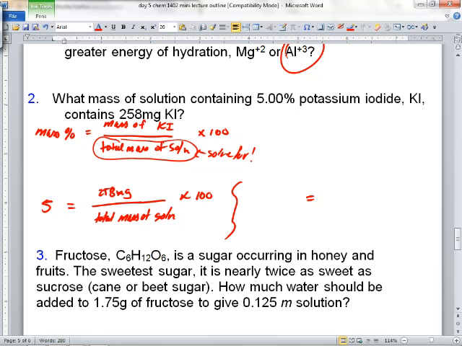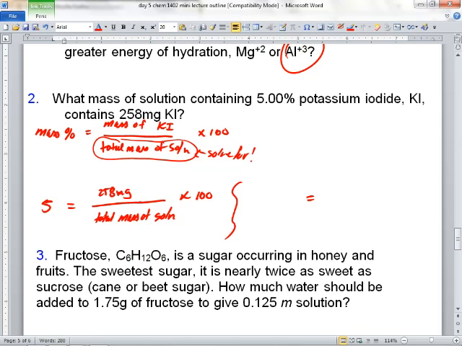So if I want to solve for total mass of solution, Jessica, how would you do that? How would you solve for this thing? Okay, she's moving the 258 down here. Then she's moving the 100 down here. That's exactly right, but what do you end up with then? You end up with 1 over this. You see that? She's doing the diagonal thing. She's doing it all right. She's bringing the 258 down, the 100 down. But then you're left with 1 over your answer. So I wouldn't do it that way.